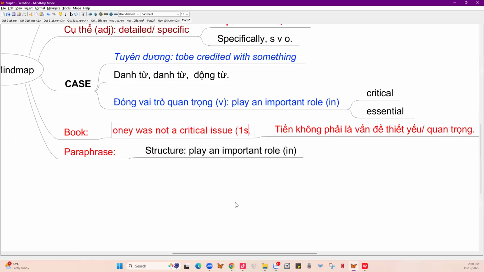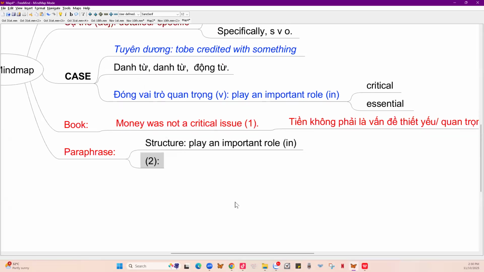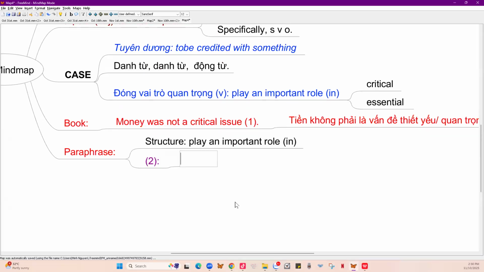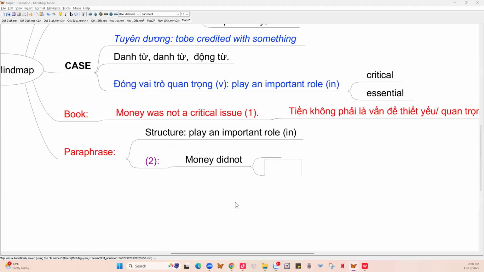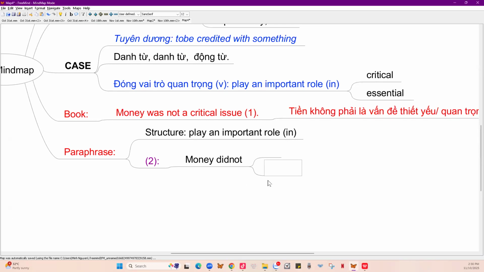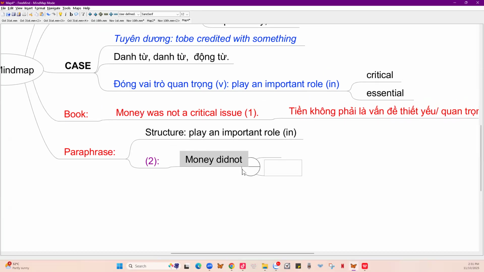Alright, this is the first sentence. Rồi bây giờ tạo ra câu số 2 cùng nghĩa câu số 1 đi ạ. Money didn't play an important role. Money didn't play, okay. Didn't play an important role. Okay, money didn't play an important role. Did not in English. So let's go. Right. Let's get back, okay, to the book.